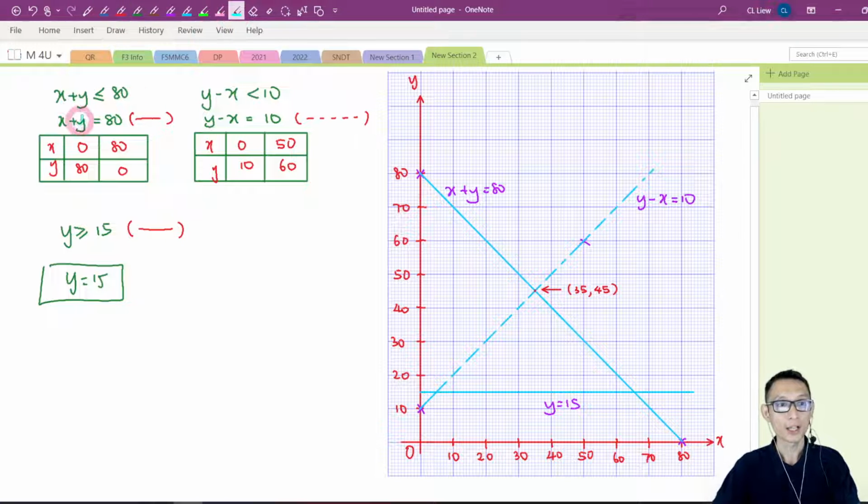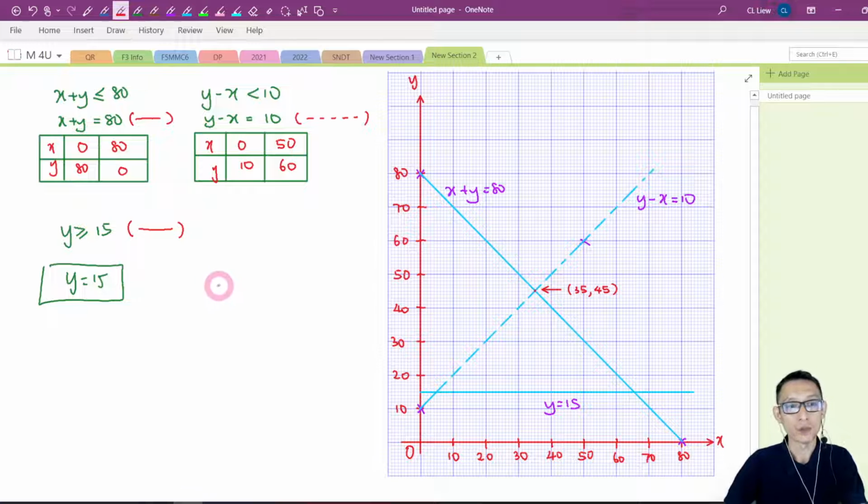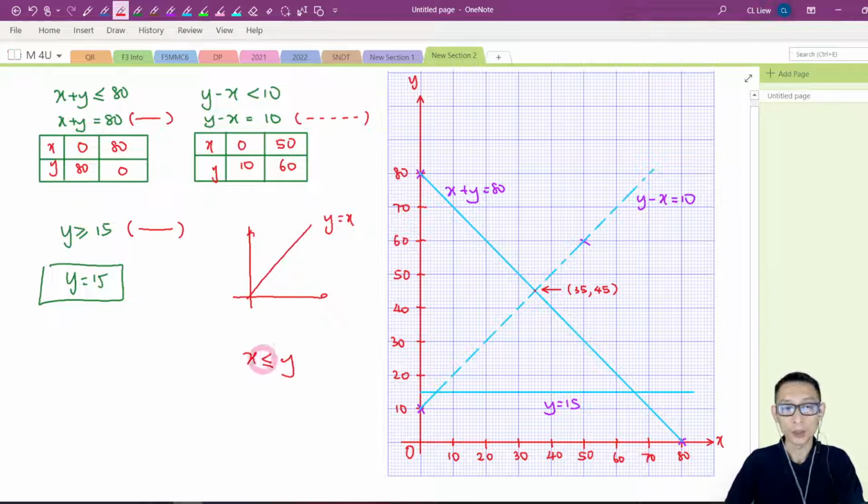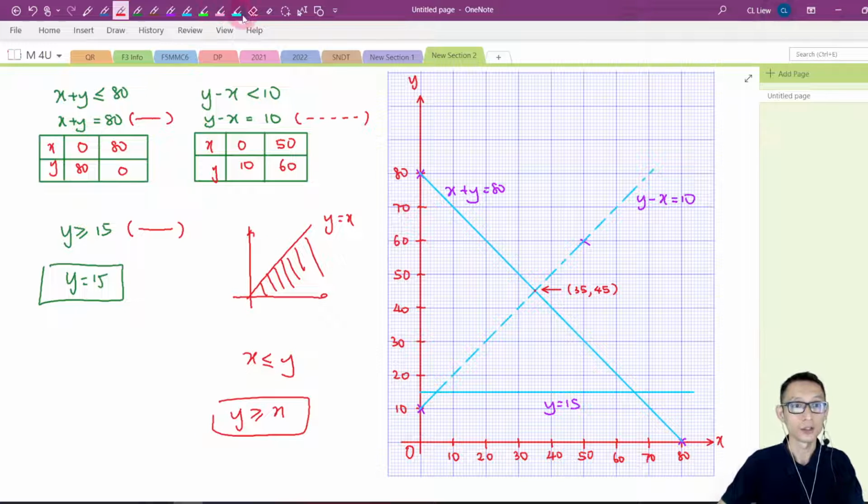Now, x plus y is less than. When you want to shade a region, make sure you look for y. What do I mean by look for y? Let's say you have a graph like this, for example, this is y equal to x. If you see the inequality is like this, x is less than or equal to y. Some students see less than or equal to, then they will shade here, which is not correct. Make sure that you look for y. So I will always suggest you write the y on the left hand side, like this. So this is not a correct answer, but it should be above.